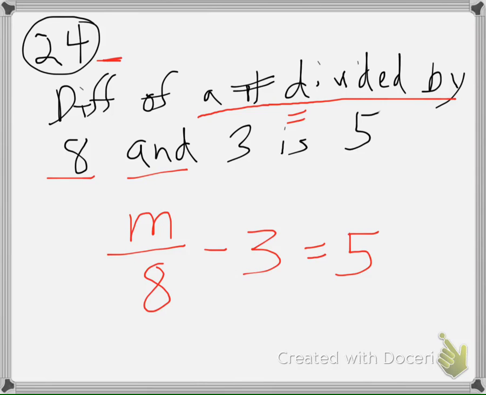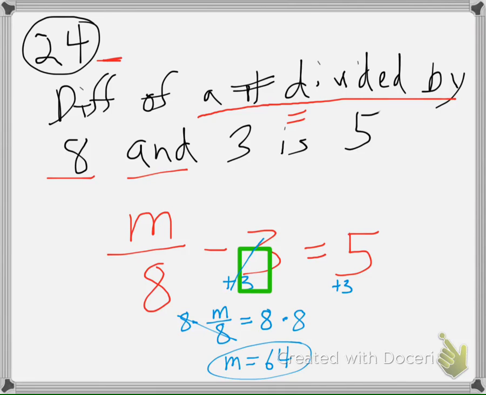Now, the next thing we need to do is actually solve this. I'm going to make my writing a little smaller here to solve it. So to solve it, I'm going to need to add 3 over here and add 3 over here. So on this side, oops, I didn't mean to put a box around it. On this side we get m divided by 8. And on this side, 5 plus 3 is 8. And then our next step is multiply by 8 here, multiply by 8 here. So we get m equals 64. So that's our solution. So our equation is m divided by 8 minus 3 equals 5, and our solution is m equals 64. All right, next question.